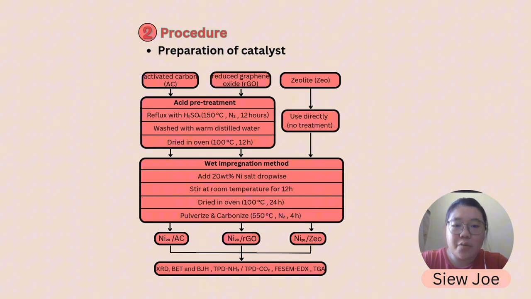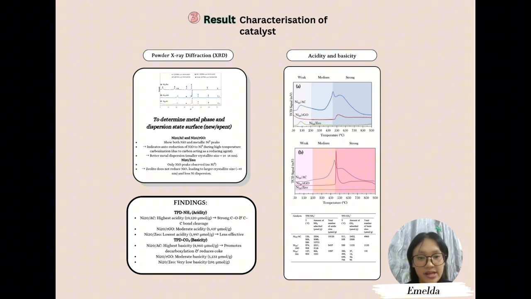So these three catalysts will undergo characterization as shown in this poster. I will explain about XRD and the acidity and basicity part. So basically, XRD was used to identify metal phases and crystallite sizes. Nickel oxide activated carbon and nickel oxide reduced graphene oxide show both nickel oxide and metallic nickel, thanks to carbon acting as a reducing agent. This leads to a smaller crystallite size and better metal dispersion. In contrast, nickel oxide zeolite only shows nickel oxide with larger crystallite size and poorer dispersion.